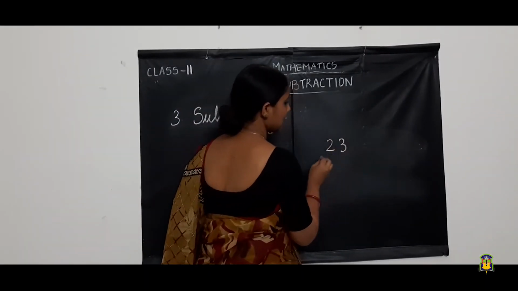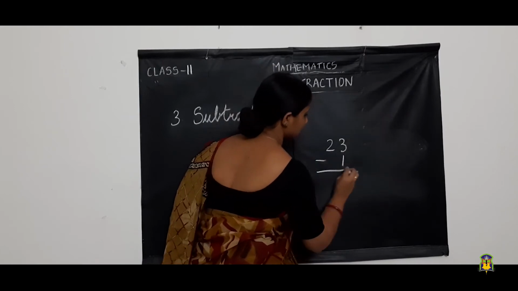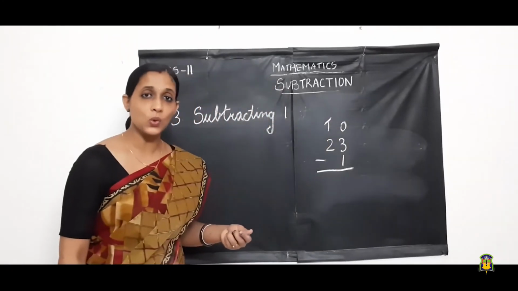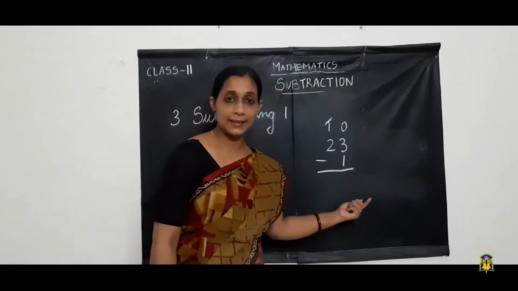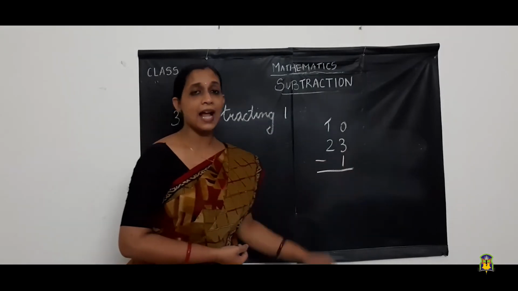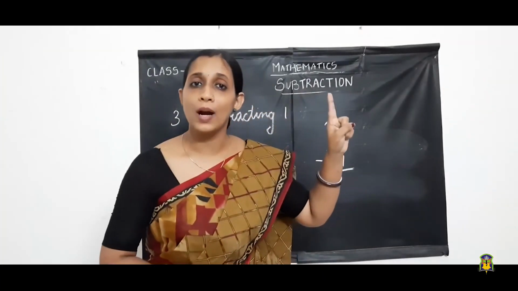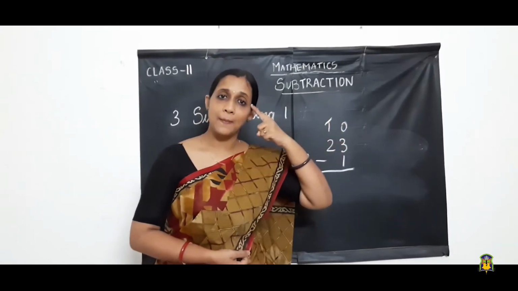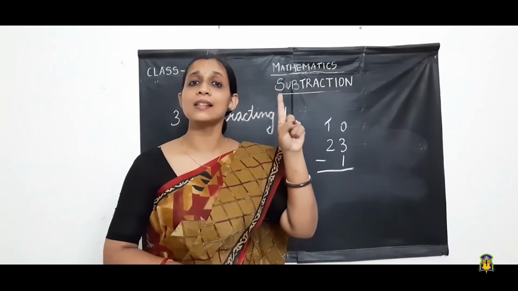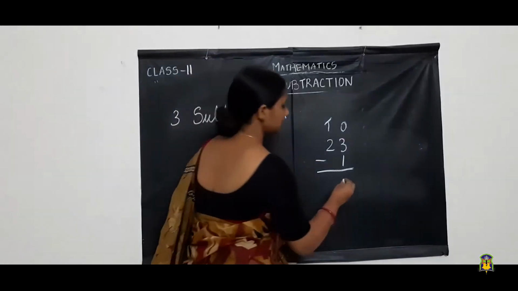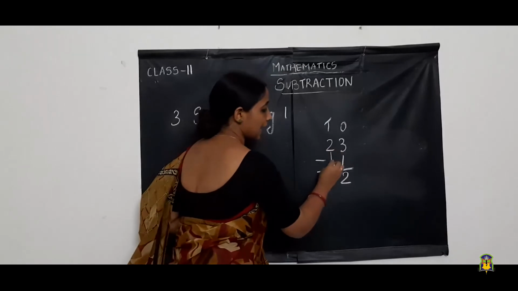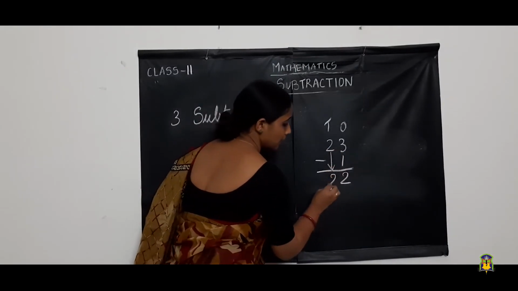23 minus 1. Okay, 1's place and 10's place. We have to do subtraction in the 1's place first. Okay. So, in the 1's place we have 3 and 1. 3 in mind, 1 in hand. We have to do backward counting. So, the number just before 3 is 2. And there is no number over here, so we can bring down this number. So, 2.